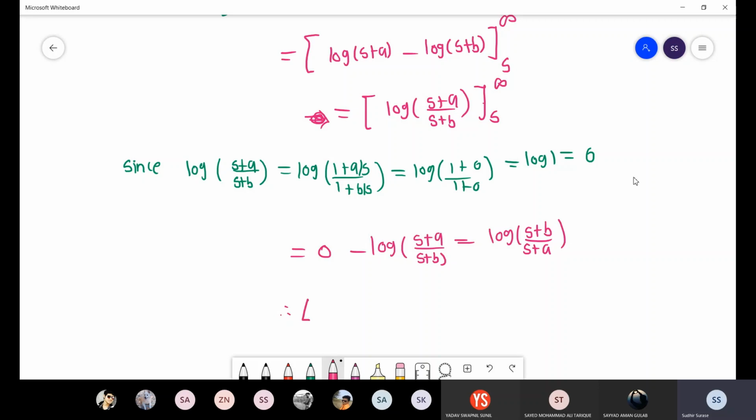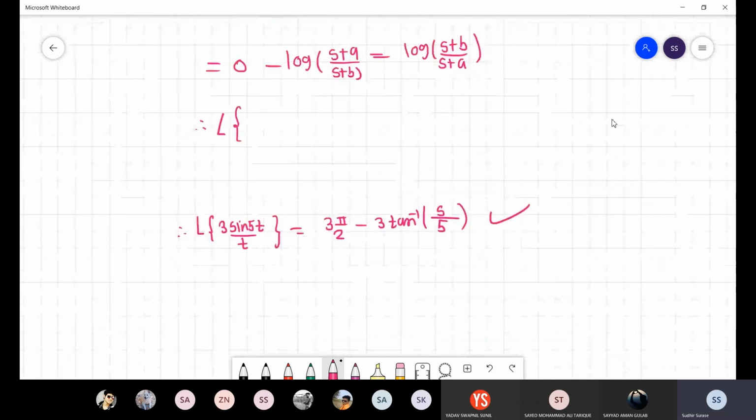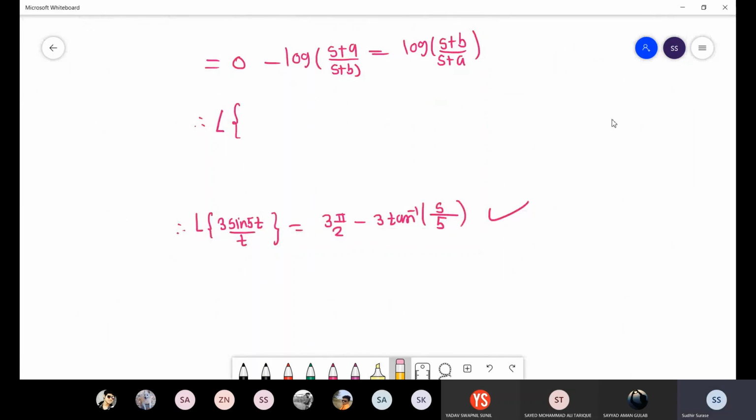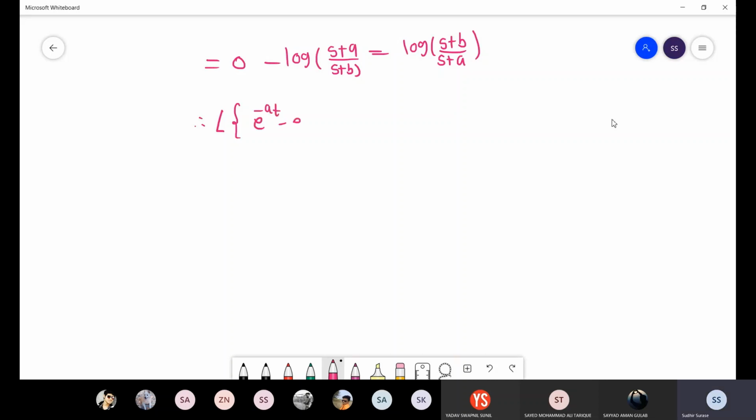Therefore the Laplace transform of the original function, e to the power minus at minus e to the power minus bt divided by t, is nothing but log of (s plus b) divided by (s plus a). That's the answer. Okay, good.